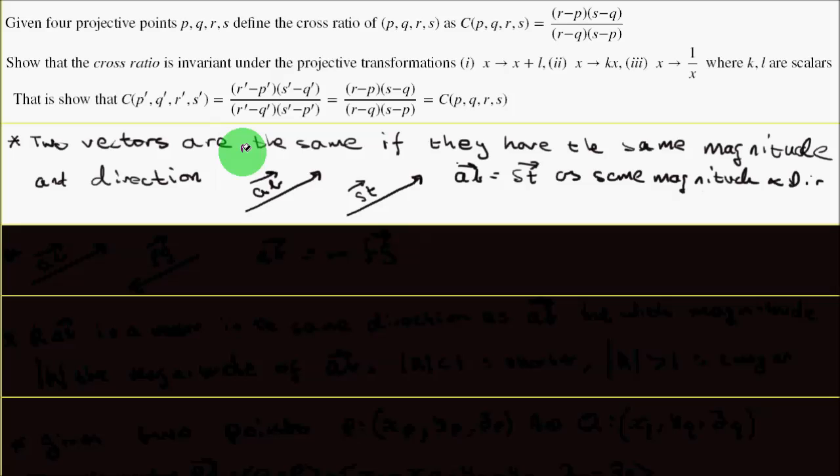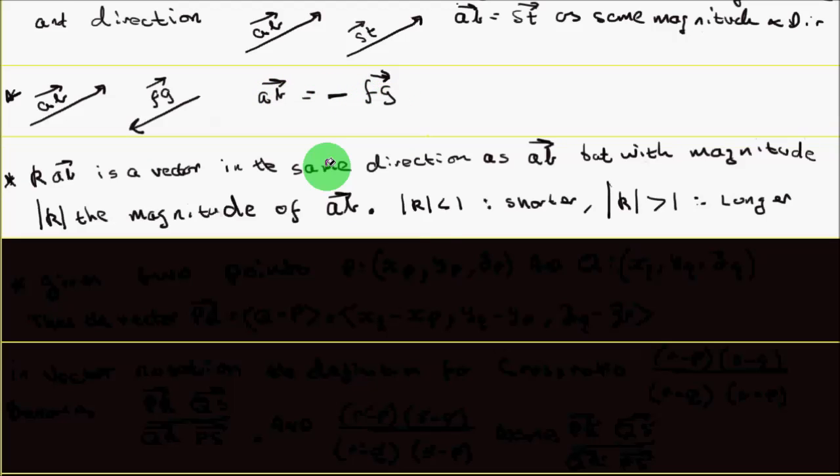Two vectors are the same if they have the same magnitude and direction. I have two vectors here. The sketch shows them, it's supposed to be the same length. Vector AB is the same as vector ST because they're both going in the same direction and they're the same length. So the same magnitude and direction, therefore they're the same. I have two vectors here, vector A to B and vector F to G. They are the same length but they're going in opposite directions. So we say that the vector A to B is equal to the negative of the vector F to G.